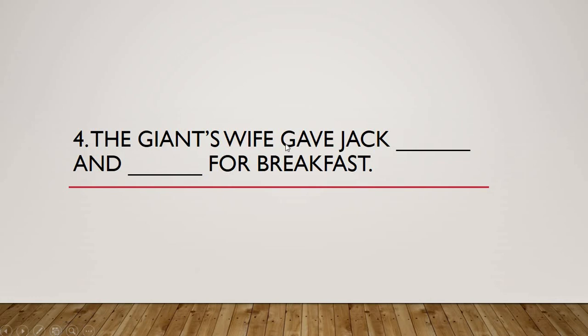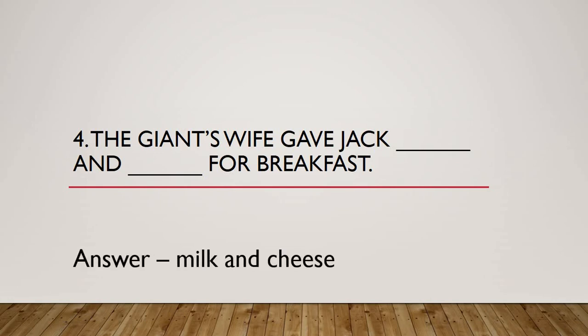Fourth is, the giant's wife gave Jack dash and dash for breakfast. It is too simple a question. What was provided to Jack for breakfast? Just think over it. It was even there in the question answers, in the extra questions which I gave you. If you remember the counter questions, correct? I already gave you the hint how to remember this. Anyway, the answer is milk and cheese. These are the things which the giant's wife gave Jack.